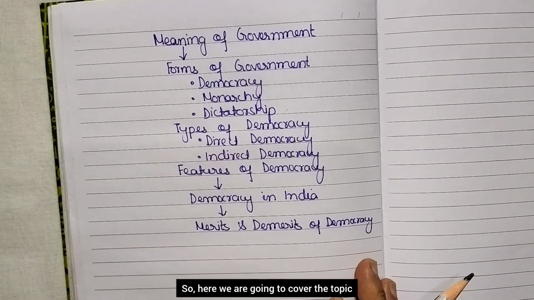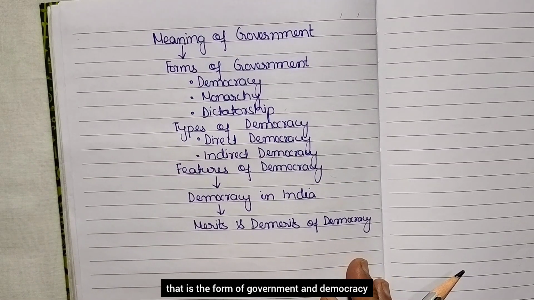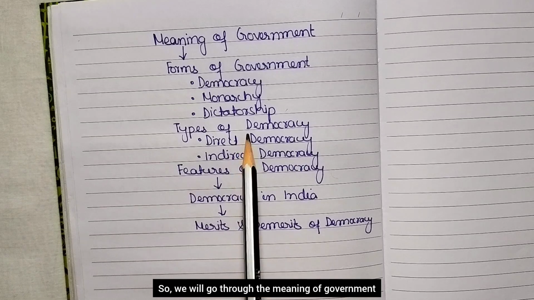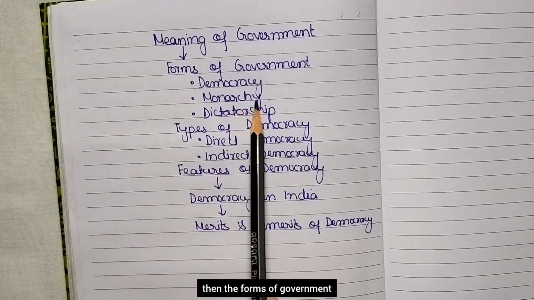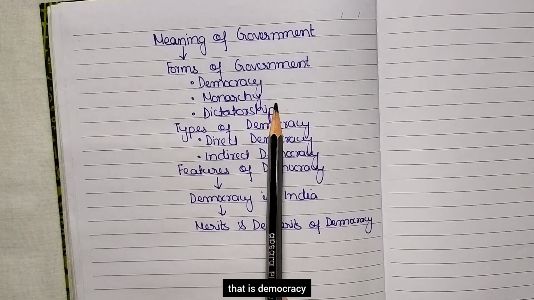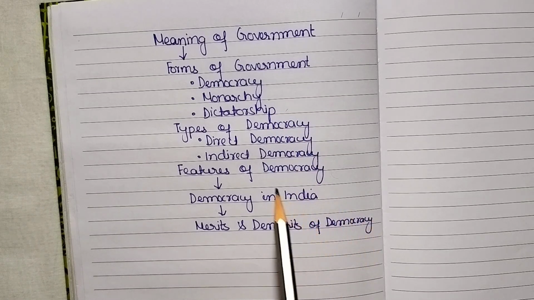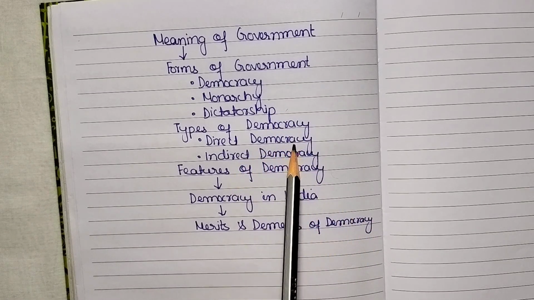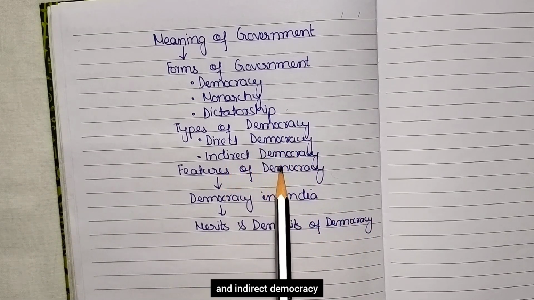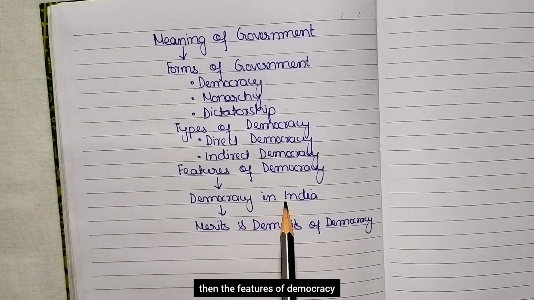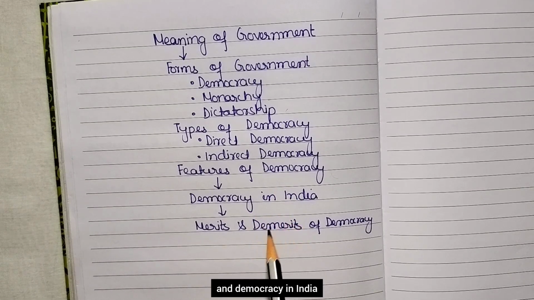So here we are going to cover the topic that is the form of government and democracy. We will go through the meaning of government, then the forms of government, that is the democracy, monarchy and the dictatorship. Then we will see the types of democracy. Here we will go through direct and indirect democracy, then the features of democracy and democracy in India, and finally the merits and demerits of democracy. So let us start.